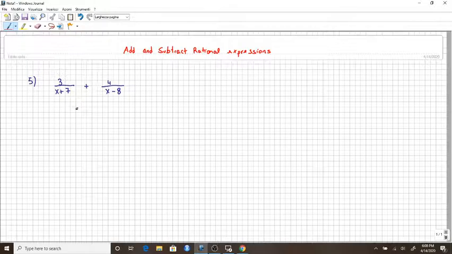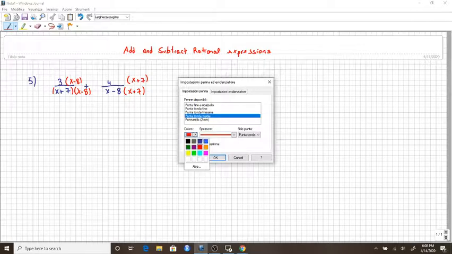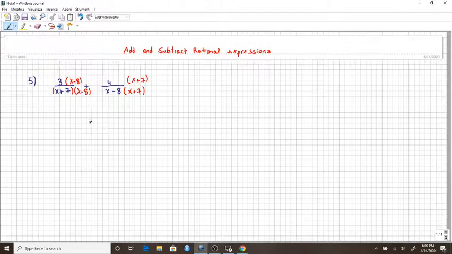Alright, so how are we going to make the two denominators equal? Well, if you look at the first one, we only have x plus 7, so the x minus 8 is missing. So what we can do is multiply this by x minus 8, and multiply this by x plus 7. But if we do that, then I need to multiply this numerator by x minus 8, and this by x plus 7, because I don't want to change the two fractions, but now the two denominators are the same. So we end up with a single common denominator, which is x plus 7 times x minus 8.